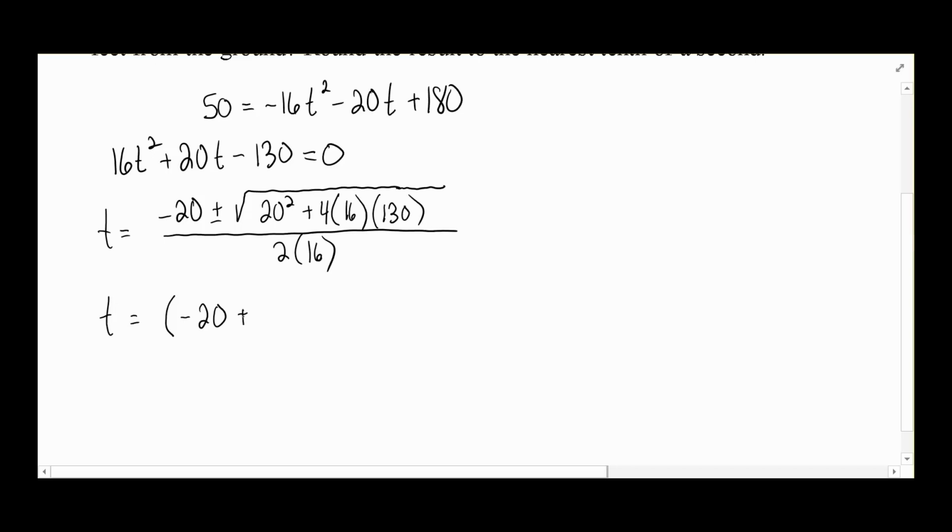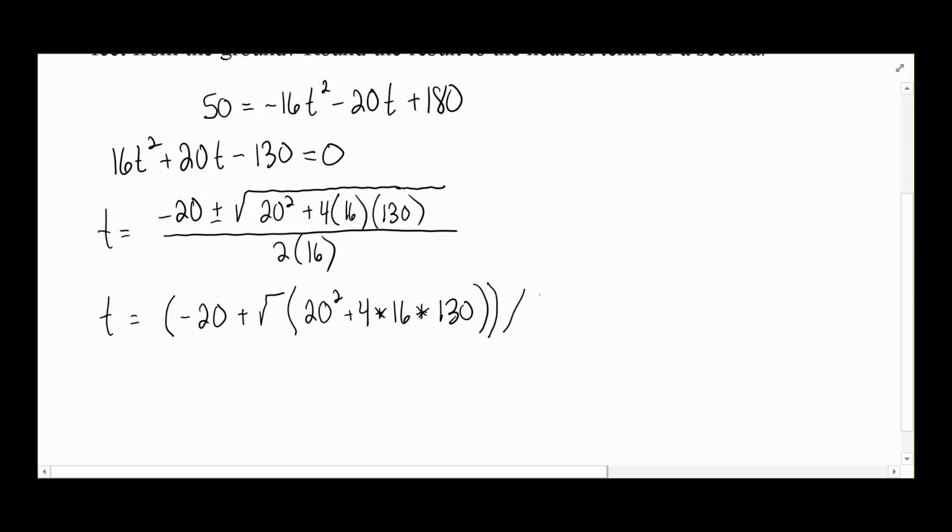Now you can't do plus minus in the calculator. We've got to start with plus. Now when you hit square root, you also need a parenthesis to say all of this is together under the square root. So 20 squared plus 4 times 16 times 130. Now the first end parenthesis ends the square root. The next end parenthesis ends the entire top.